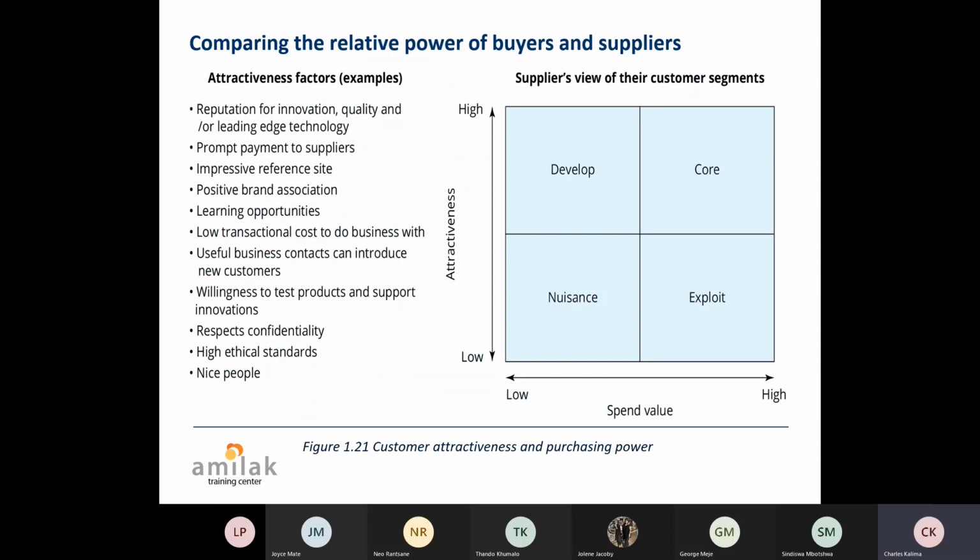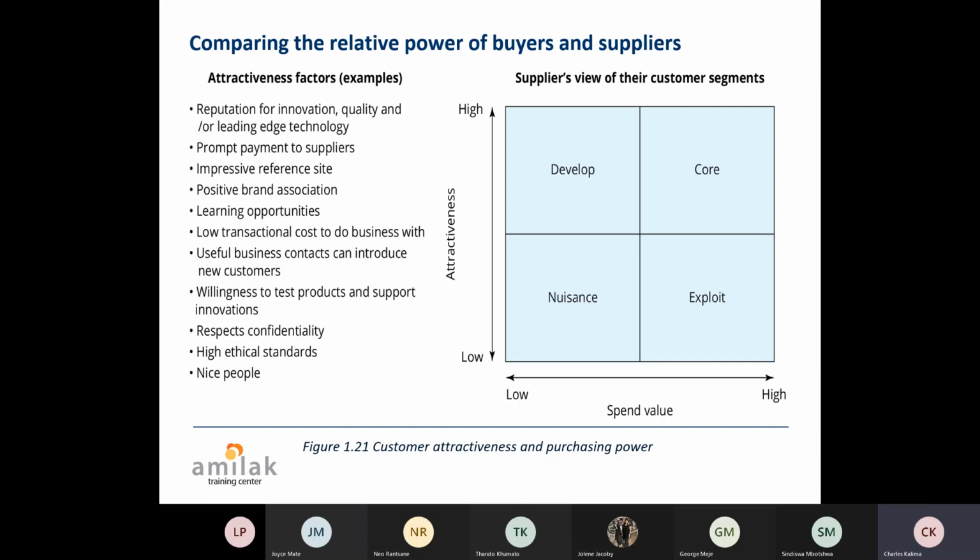So as a supplier, this is the guiding principle. The vertical one talks about attractiveness, and the attractiveness factors include things like a reputation for innovation, prompt payment to suppliers, and all this is talking about the buying organization. This is how suppliers view you as a buyer. You can either be attractive. If your attractiveness is high and they spend a lot of money with you, it means you are a core customer. So the supplying organization will bend over backwards. But most of the guys spend little and they're not even attractive. Those are regarded as nuisance.